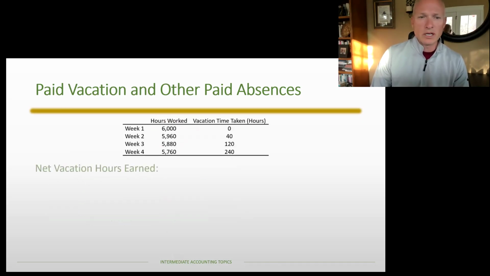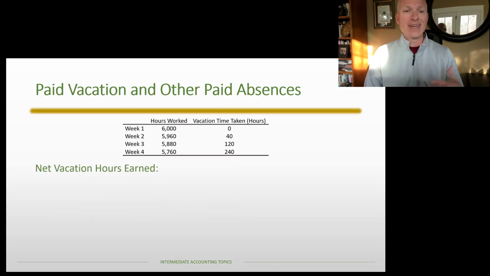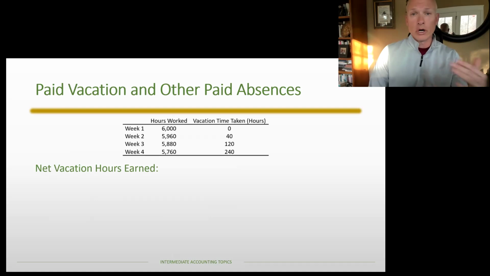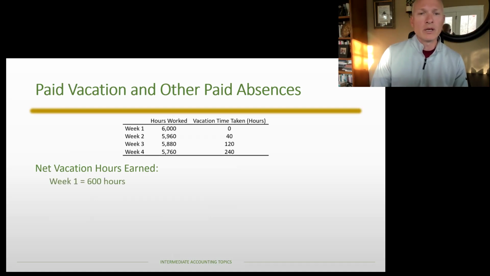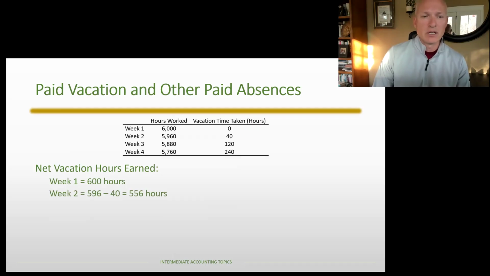That's step one. Step two then is we need to figure out the net vacation hours earned because in some of the weeks they're taking vacation, and so you earn and you use some all in the same period. And so in week one they earned 600, they didn't use any, so that's pretty easy. In the second week they earned that 596, but 40 were used for a net of 556. In the third week the net was 468, and in the fourth week the net was 336.